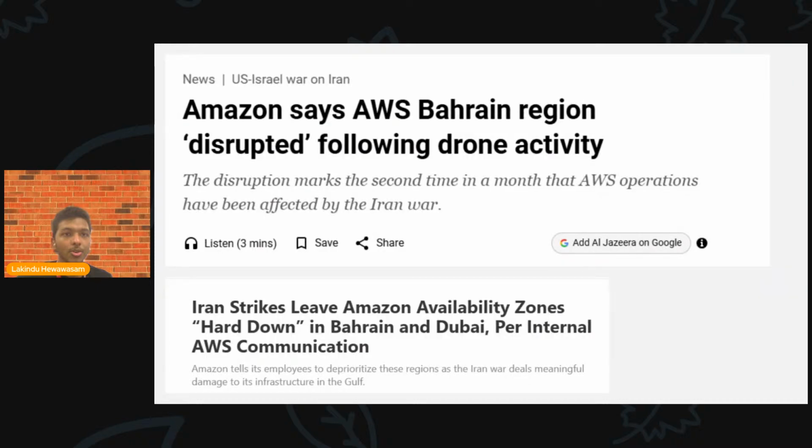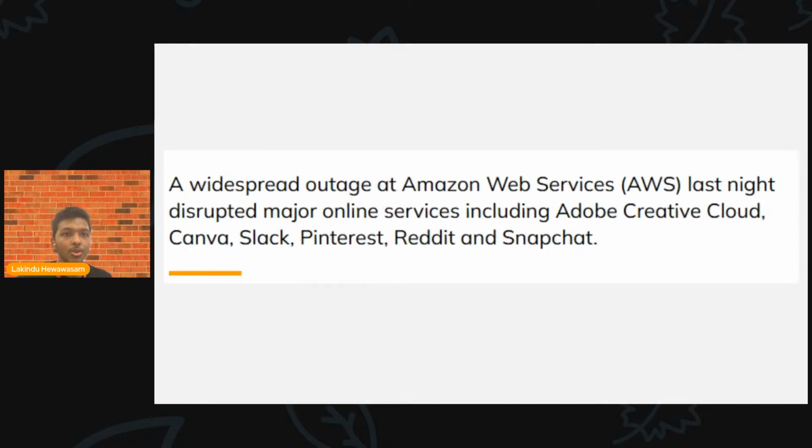During March-ish and April, there have been several disruptions across AWS regions in the Middle East and Dubai, Bahrain, and so on. And we've also had a lot of other outages across last year, which have impacted several AWS regions like US East 1, which has caused many popular sites like Adobe Creative Cloud, Canva, Slack, Pinterest, Reddit, Snapchat to all have disruptions.